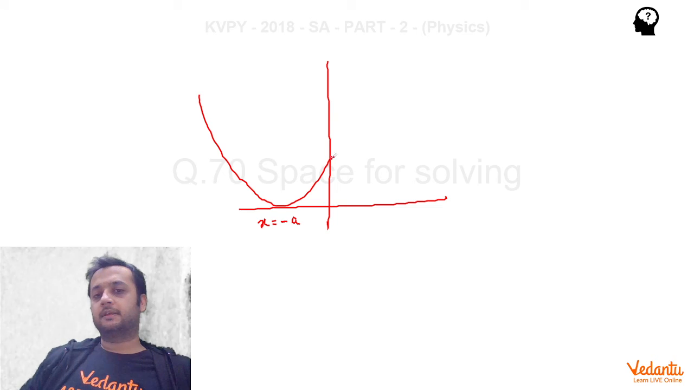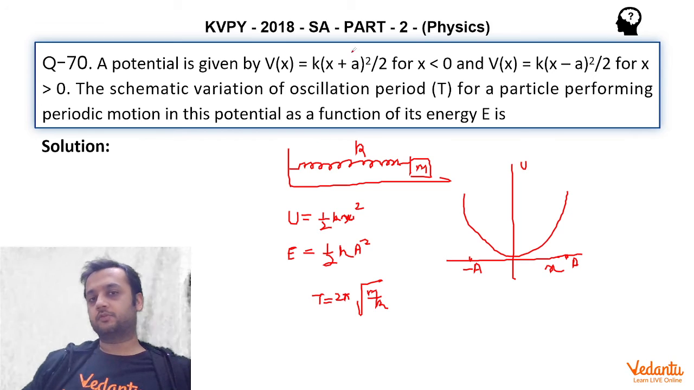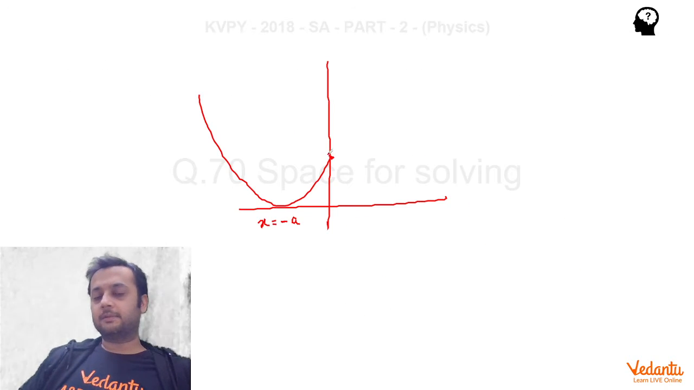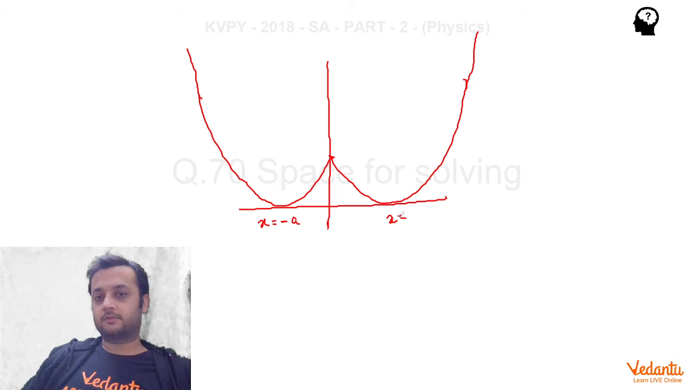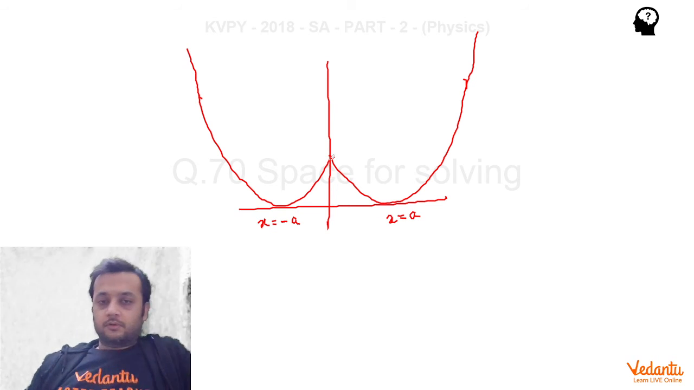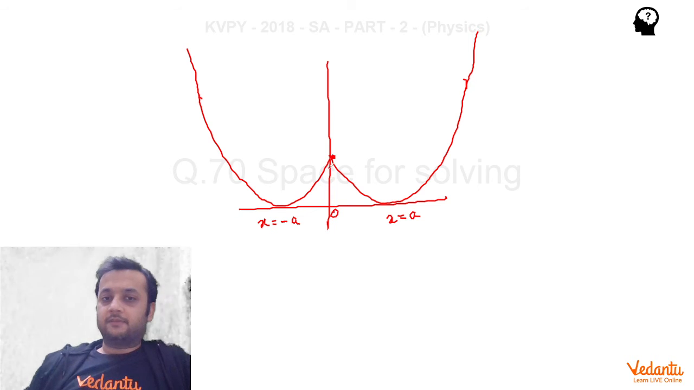Here the value will be half k a square. You can see if you put x equals to 0 here, it becomes half k a square. Similarly, the right side of the graph will look like this, and so we can say that this is the potential well of this particle. This is x equals to a. This is x equals to 0. The potential energy value here is half k a square. Right.